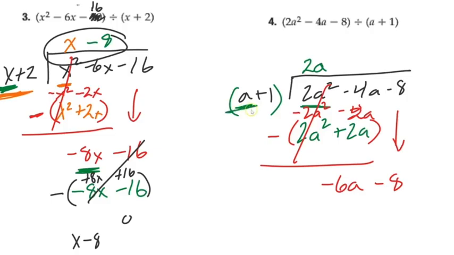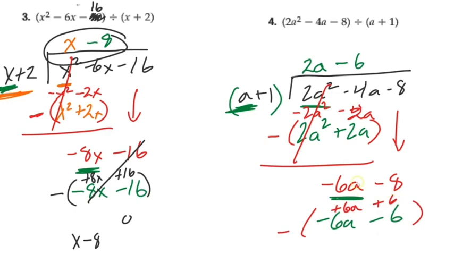Look at the first one and look at this one. What do you multiply a by to get negative 6a? That'd be negative 6. That's the only thing we're missing. Multiply that negative 6 by both of them. And we distribute. That becomes a positive 6a, and that becomes a positive 6. These cancel. Negative a plus 6 is negative 2. So that's my remainder. My answer here is going to be 2a minus 6, remainder negative 2.